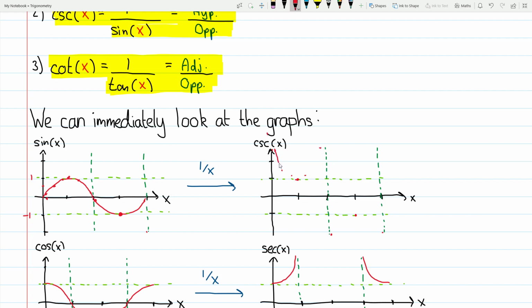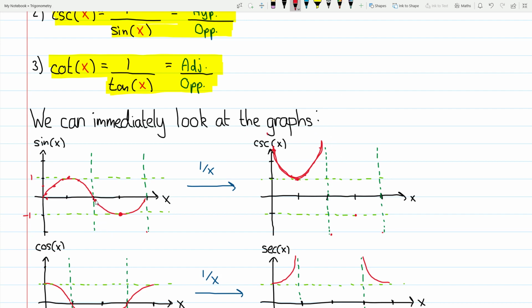And so when you connect these dots, you get this sort of dip. My sketching there wasn't very good. There we go. Notice as we get close to 0 or pi, we're getting closer to dividing by 0, so we're actually getting closer to infinity. So in fact, these are actually asymptotes.